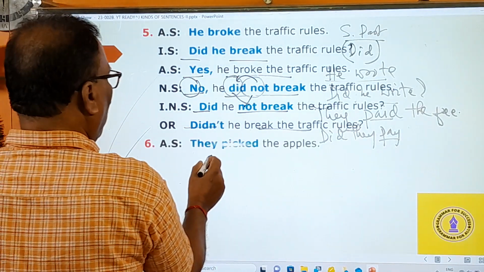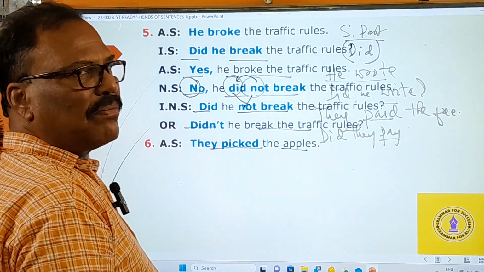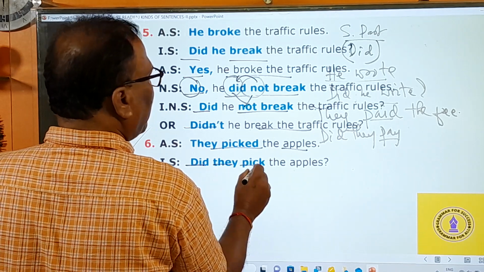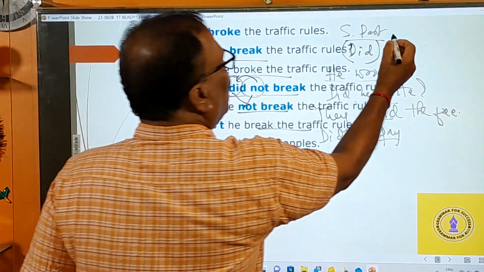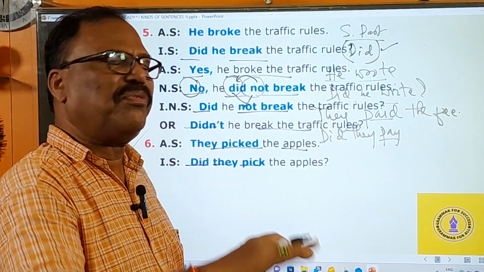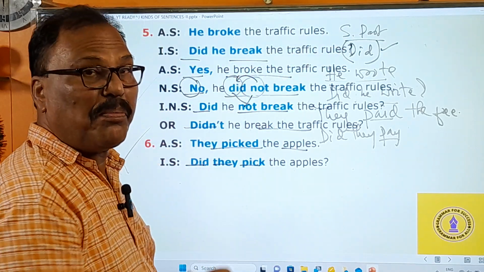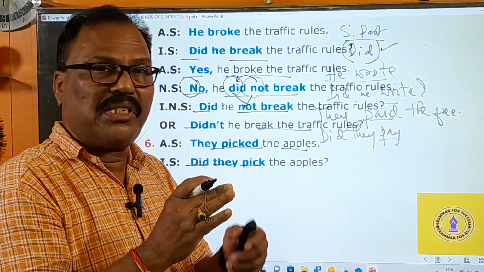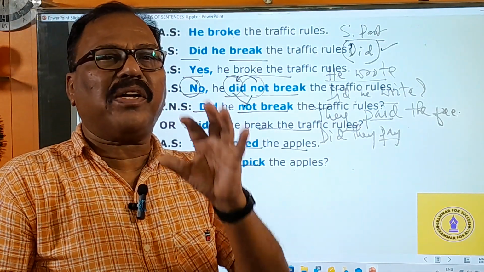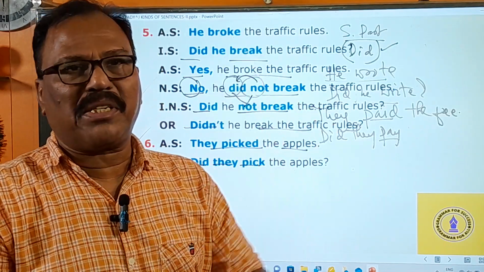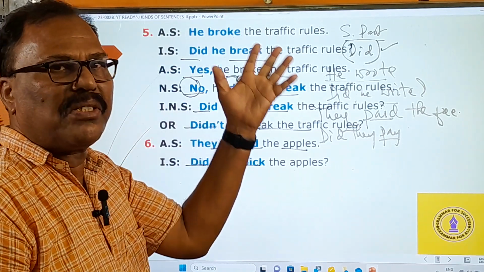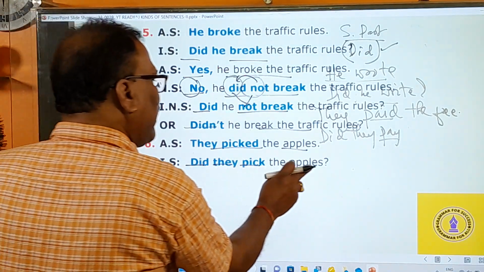And last example here, they picked the apples. Here you say, did they pick? I must tell you, in the simple past, did is used for all persons. For I, we, you, he, she, it, for all persons, did is used. But in the simple present, there is some restriction in using do and does. Does is used for he, she, it, and do is used for all other persons. But in the simple past, did is used for all persons. Okay, right. Did they pick the apples?